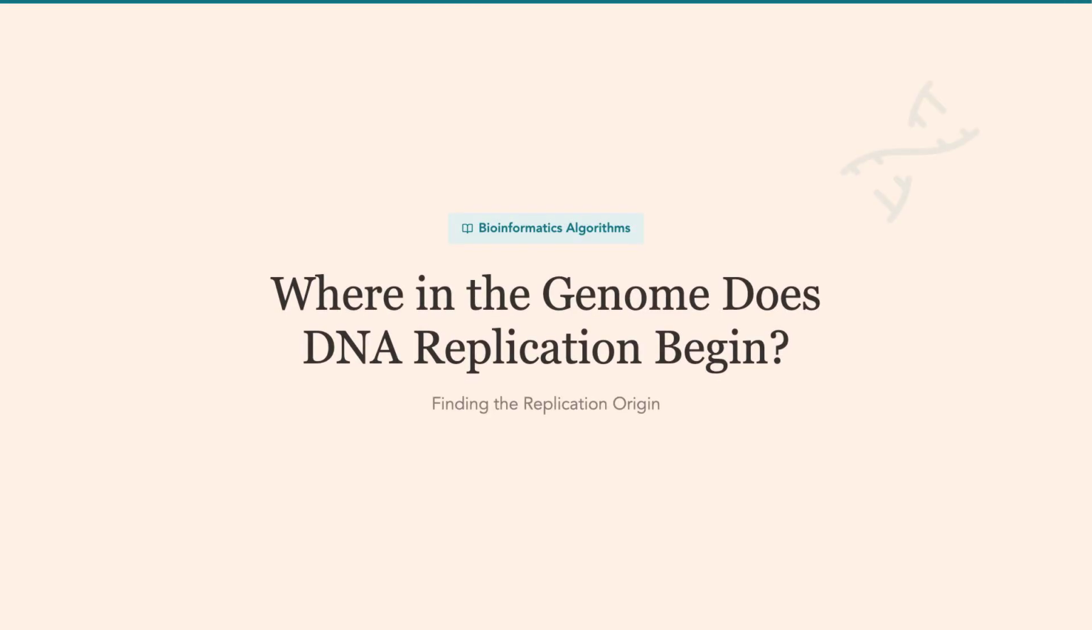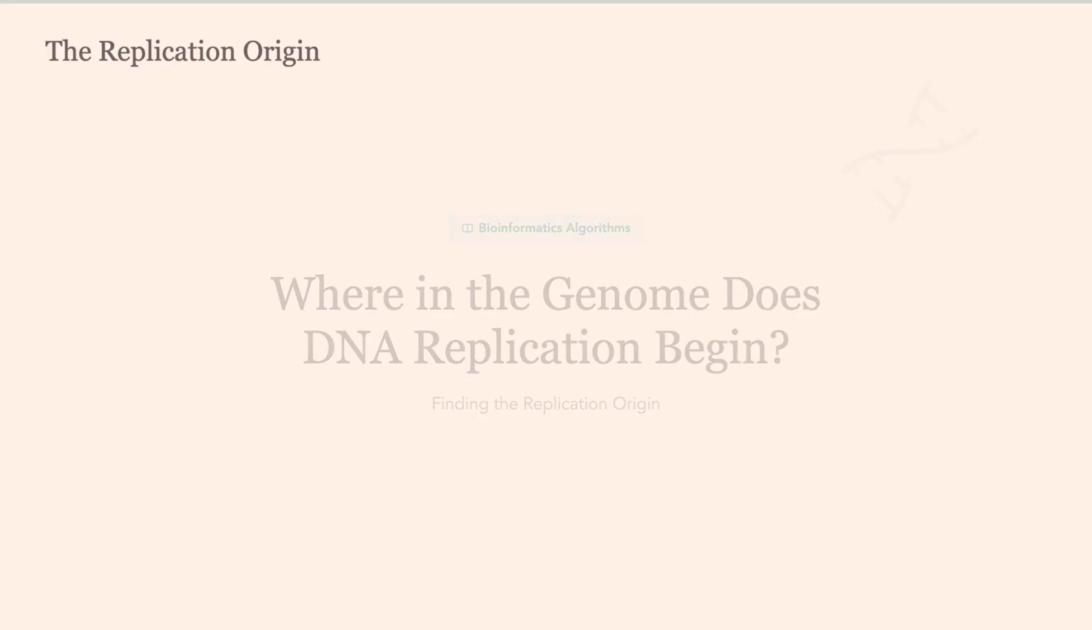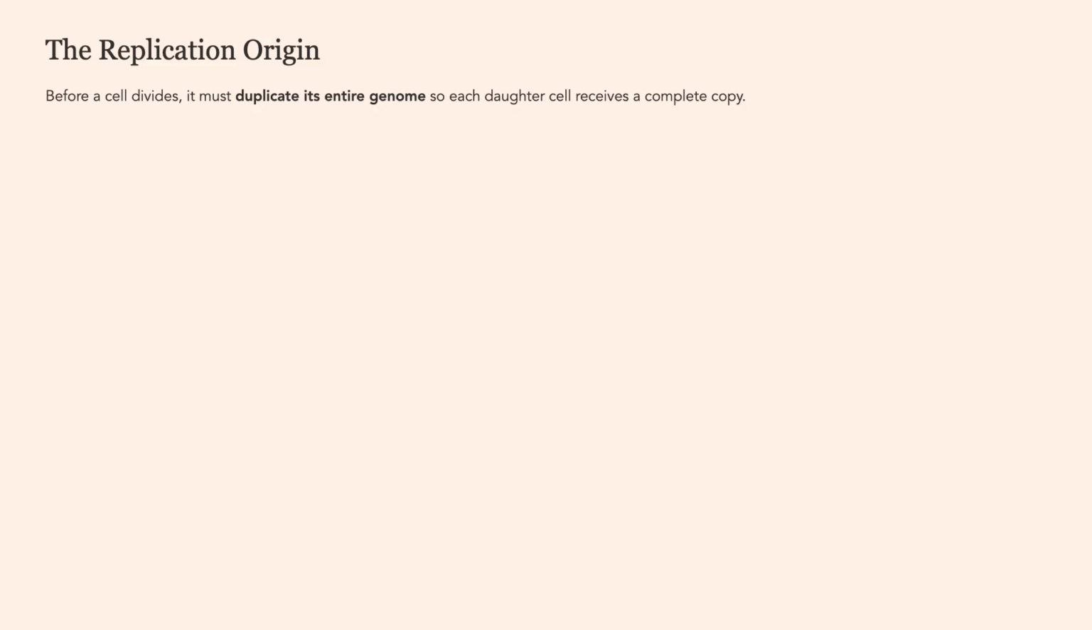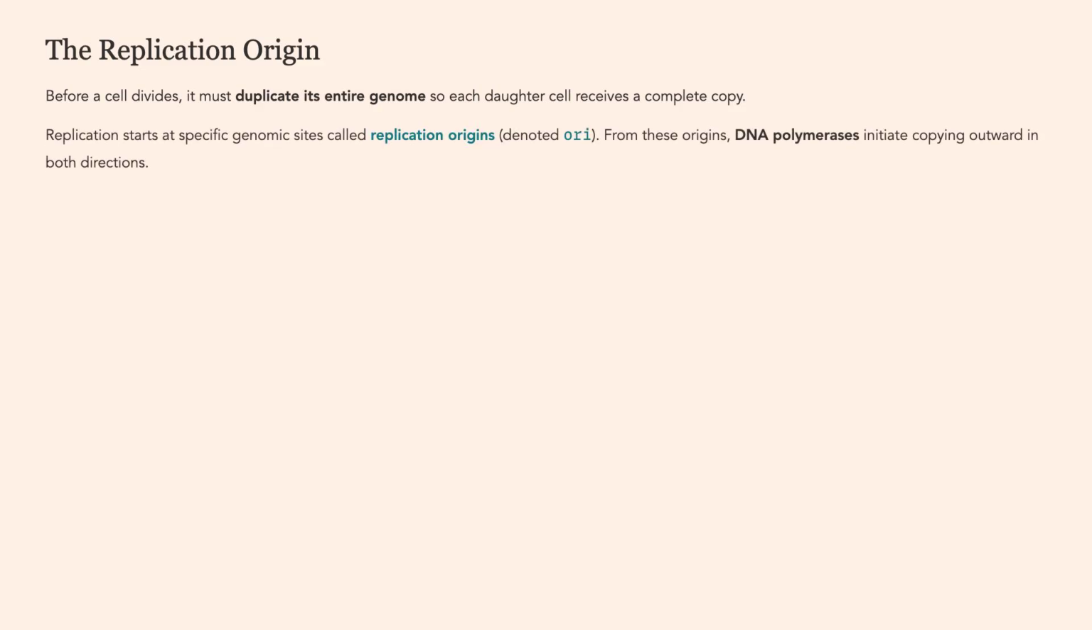Where in the genome does DNA replication begin? Before a cell can divide, it must duplicate its entire genome so each daughter cell receives a complete copy. This makes genome replication one of the cell's most essential and tightly regulated processes. But replication doesn't begin just anywhere along the genome. Instead, it starts at specific genomic sites called replication origins, often denoted as ORI.